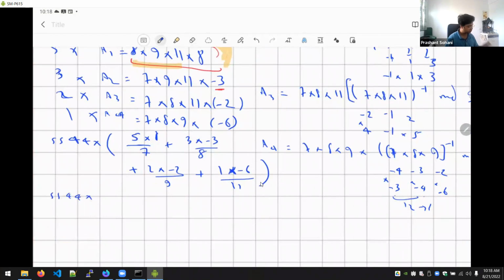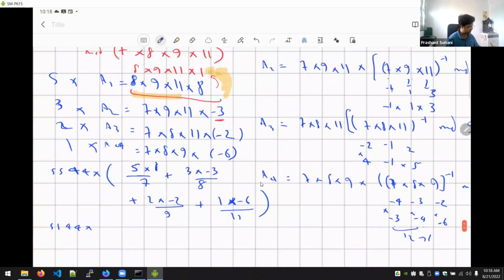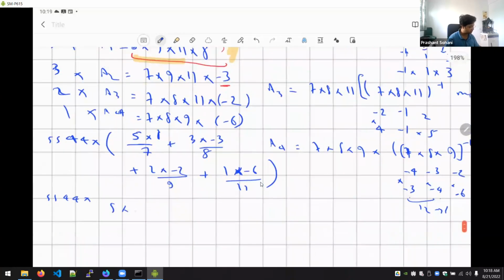So that 5544 is going to cancel the denominator anyway, so I don't think we are achieving much by this simplification. You still have to do 5 into 8 into 9 into 11 and combine everything. So I think let's start doing that. Let's just multiply everything and start getting the answers.